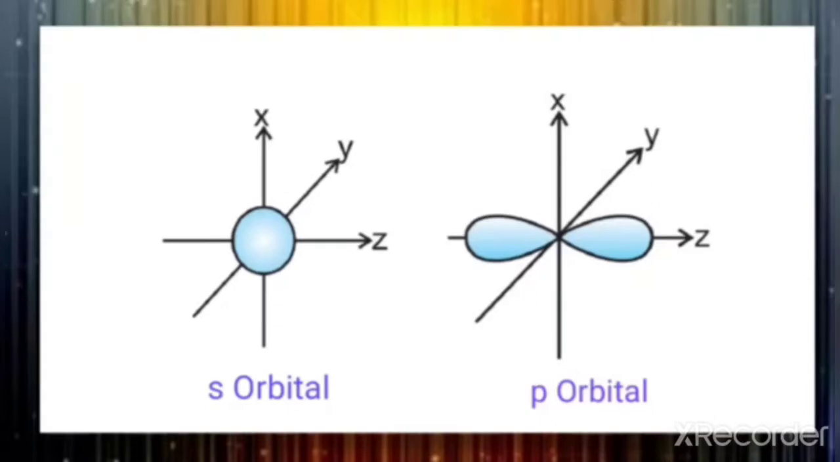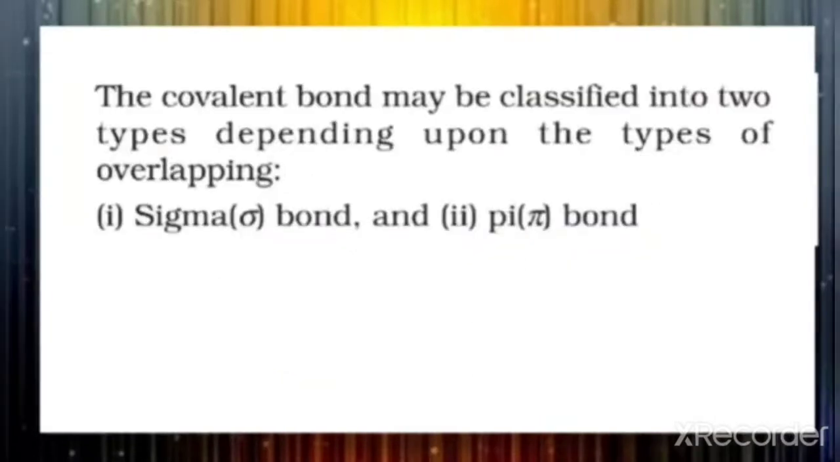So let us discuss the two types of overlapping here. The covalent bond may be classified into two types depending upon the type of overlapping. First one is sigma bond and the second one is pi bond. Sigma is represented like this, and pi we can represent like this. So there are two types of covalent bond depending upon the overlapping, sigma and pi bond.